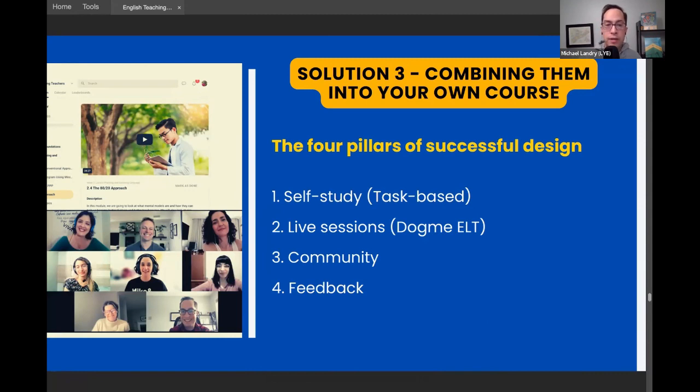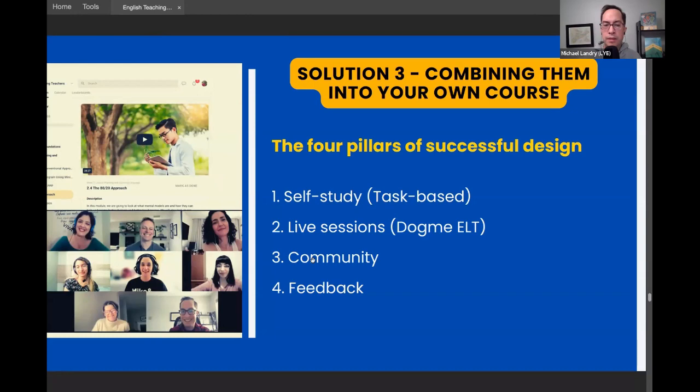And how can we do this? Well, we can use self-study tasks. So we can use task-based language teaching strategies in our self-study and our independent learning. We can also use DOGME in our live sessions. As Leo pointed out, we can work with emergent language and really teach at the point of need, working with what the students want to say and helping them develop other language options for what they could say in specific situations.